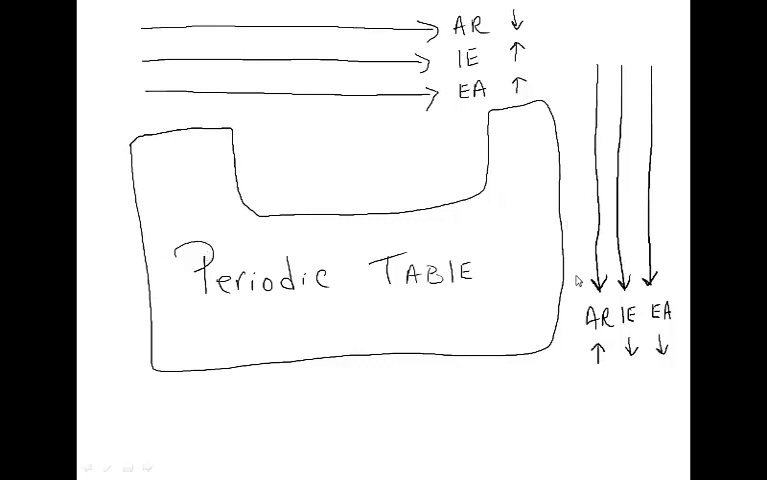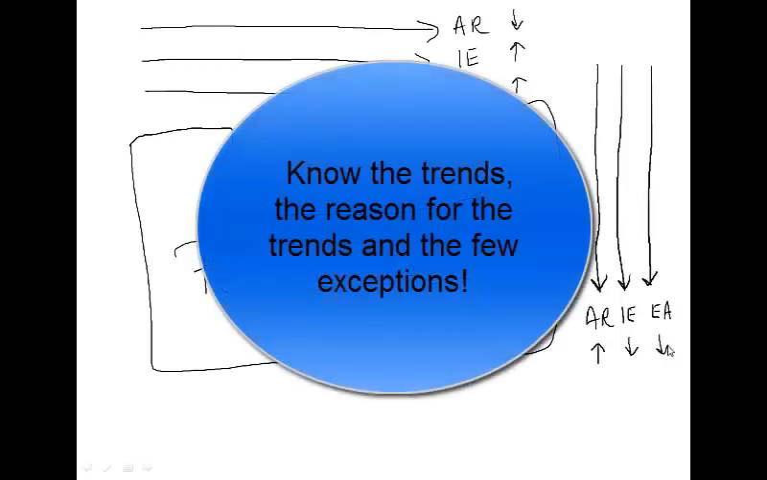Going down the table, atomic radius increases. You've got more energy levels getting further from the nucleus, so I would expect the radius to increase. Ionization energy will decrease. The further away the electron is from mama nucleus, the easier it's going to be to snatch it. And then electron affinity is going to decrease, it gets smaller, and in terms of electron affinity, that usually means a less negative number. And that's the trends.